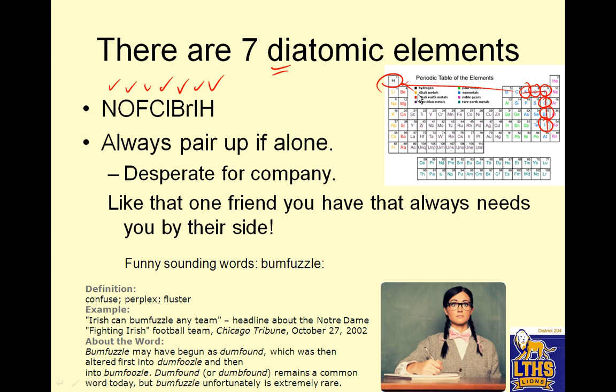Those 7 elements, when they're elemental or by themselves, they're always actually together. So nitrogen will always be N2. Oxygen will always be O2. Bromine will always be Br2. Okay, so how do you remember which 7? Nafkulbri. All right, so you know that friend that always wants you by their side? That's diatomic, always together.